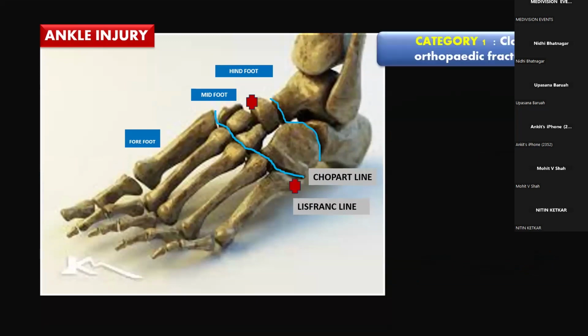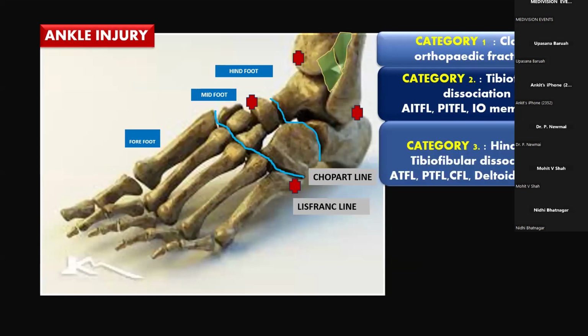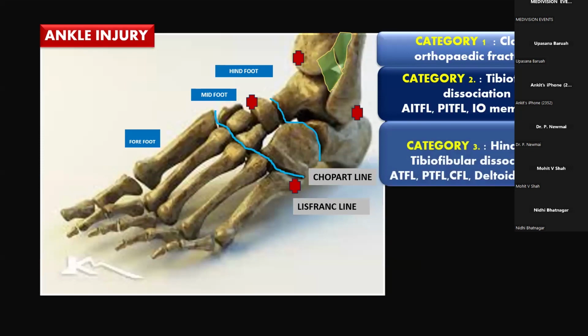The metatarsal fractures, then the malleolar fractures, etc. Type 2 injury is the tibiotalar dissociation, the separation of the tibia and fibula from the talus and calcaneus, so it will cause disruption of the ATFL. I mean, the second category is tibiofibular dissociation, which is a high injury leading to injury of the anterior inferior or posterior inferior tibiofibular ligament or interosseous membrane. Category 3 is hindfoot and tibiofibular dissociation that will cause disruption of the ATFL, PTFL, CFL.